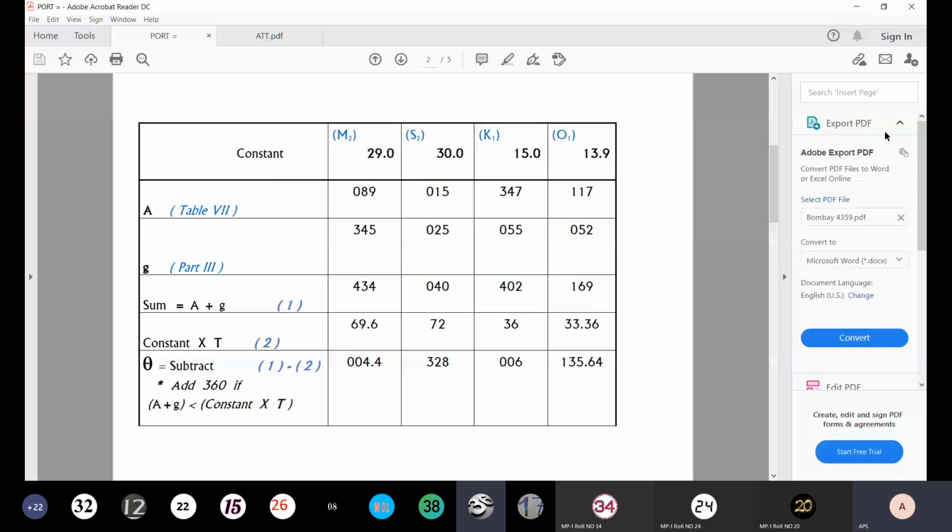So where do we find the constant from? I'll show you in the beginning of the tables. We have got that solved example of harmonic constant method.